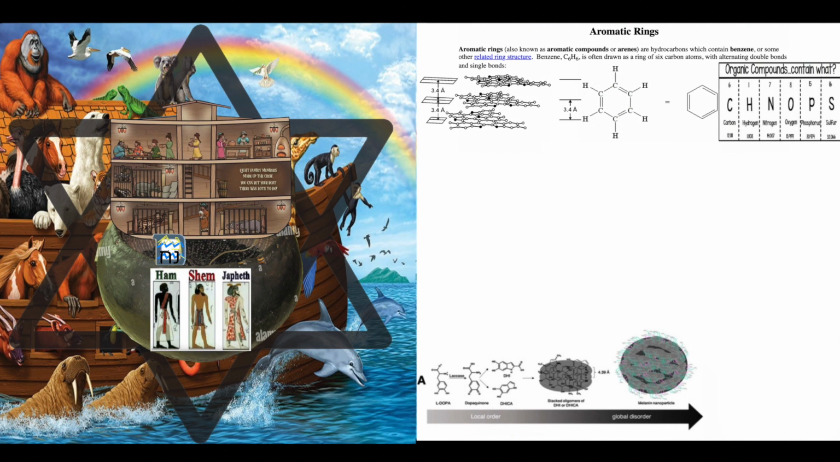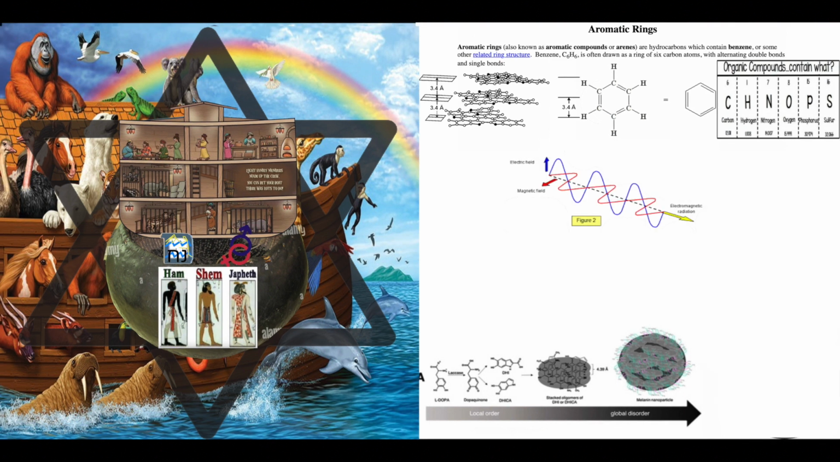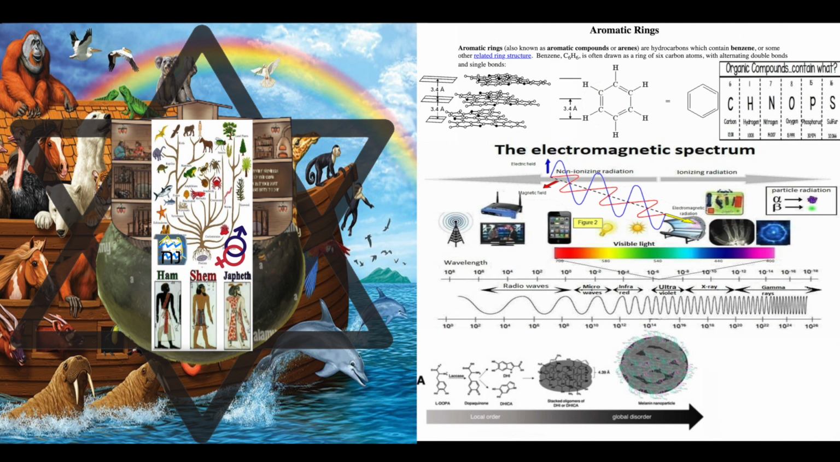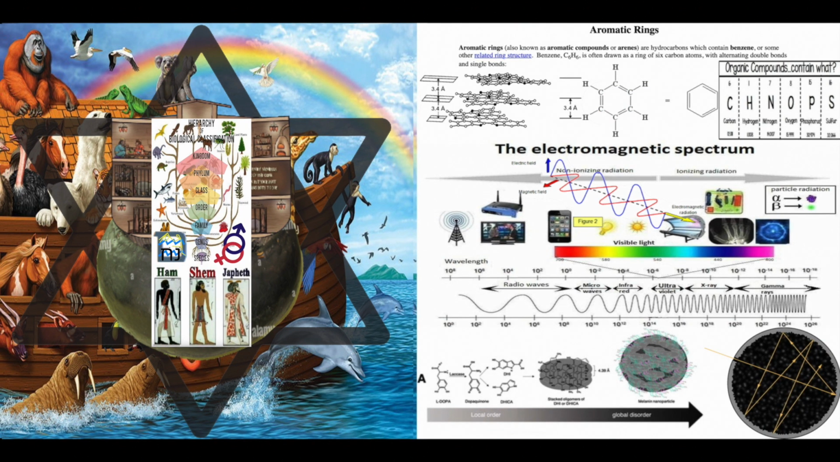Noah, Ham, Shem, and Japheth represent hydrogen, carbon, nitrogen, and oxygen. Male and female represent the electric and magnetic fields. Two of every animal, the evolutionary tree, will symbolize the entirety of the electromagnetic spectrum. Seven clean animals, the hierarchy of species, represent the seven colors of the visual spectrum.